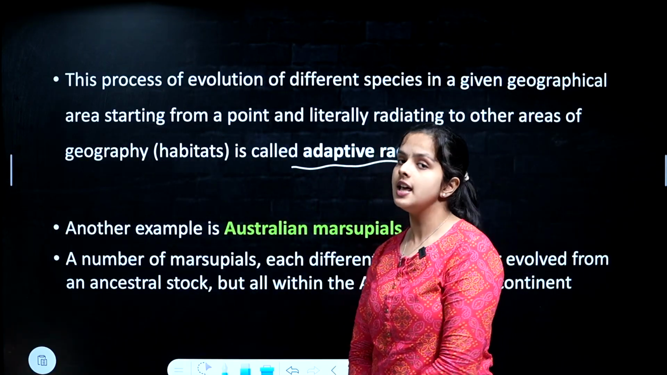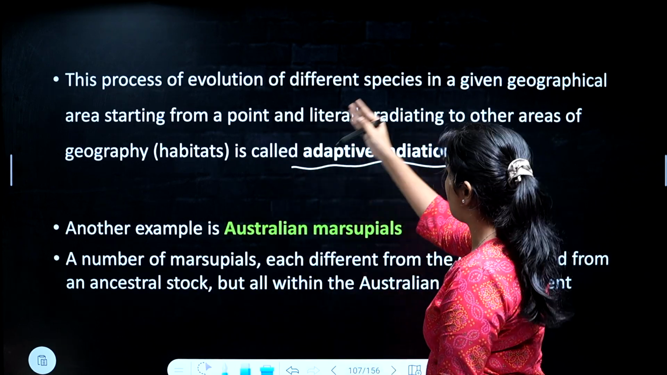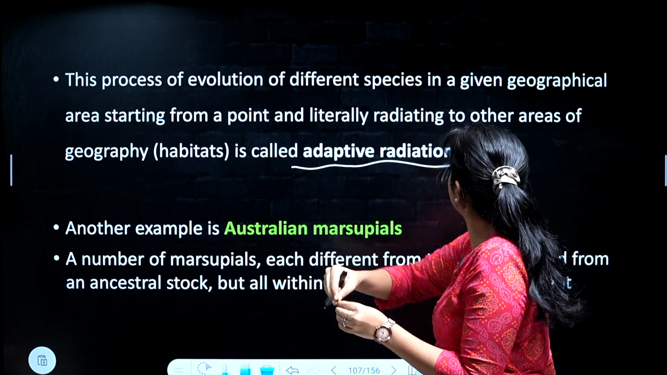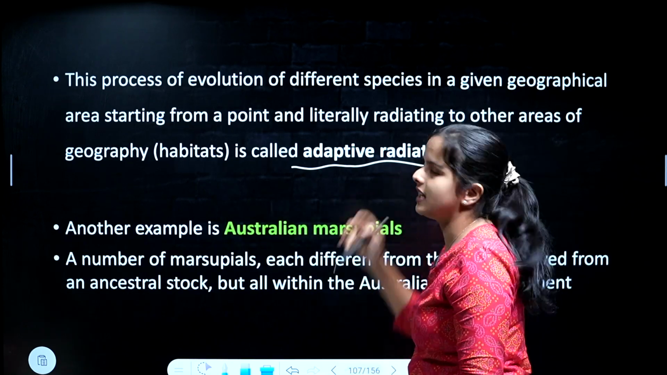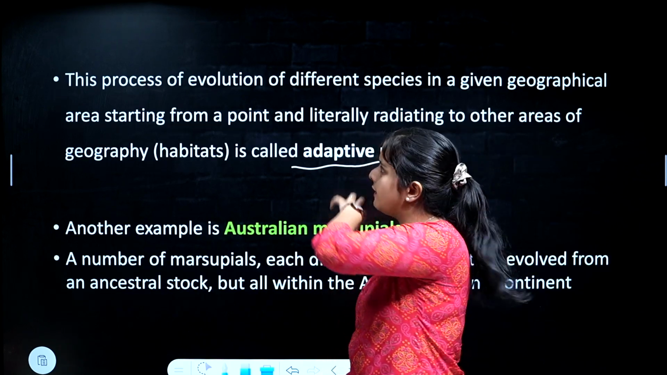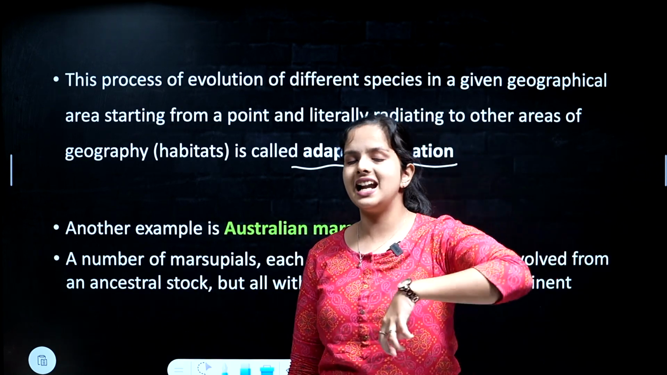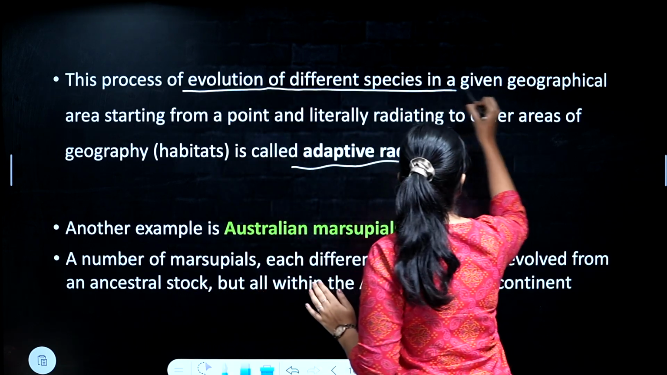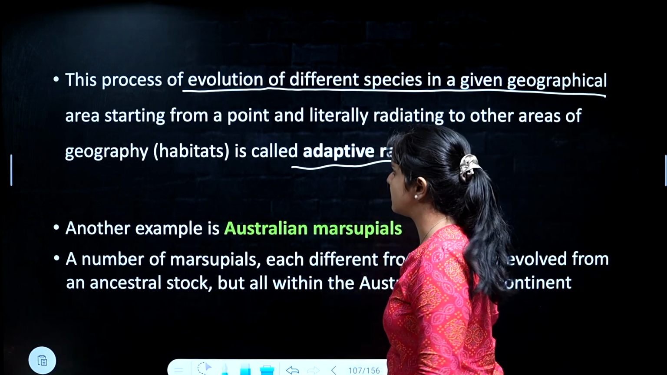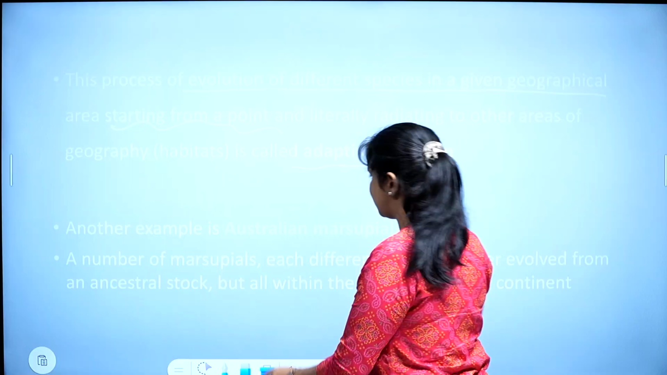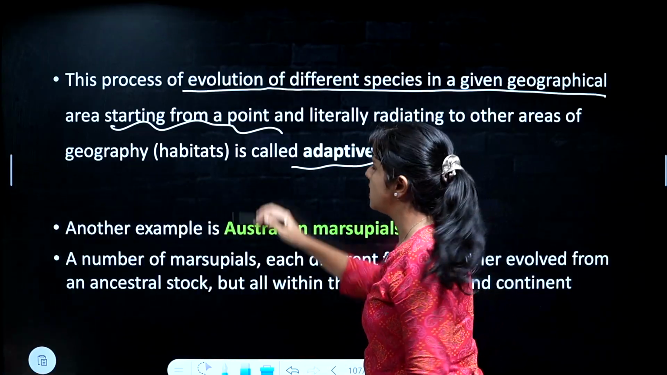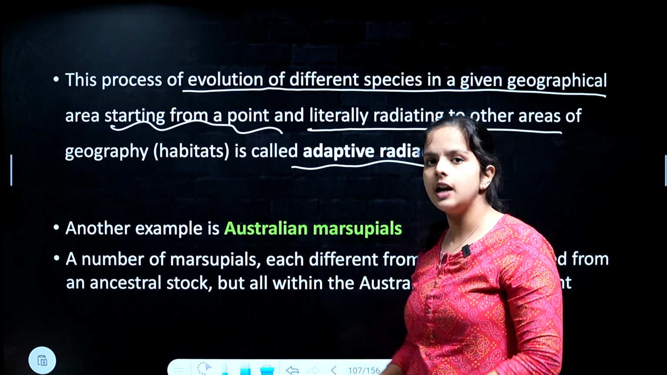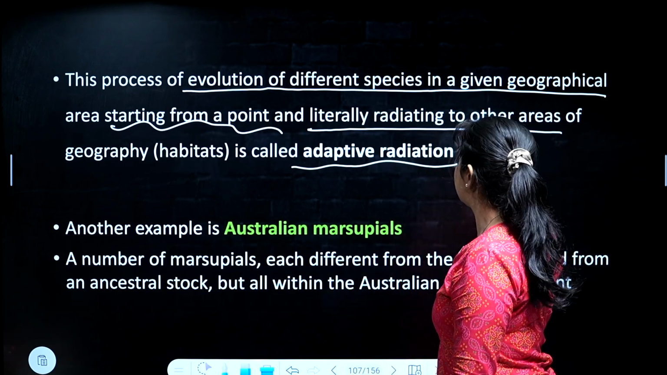So what is adaptive radiation? Read with me. The process of evolution of different species in a given geographical area, starting from a point and literally radiating to other areas of geography, is called adaptive radiation. In the beginning, this whole evolution happened in the Galapagos Island, but later it spread to different parts. It started from this single finch, the seed-eating finches, and radiated to other habitats, not just the island but other continents as well. This is known as adaptive radiation.